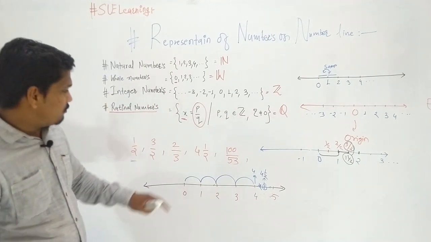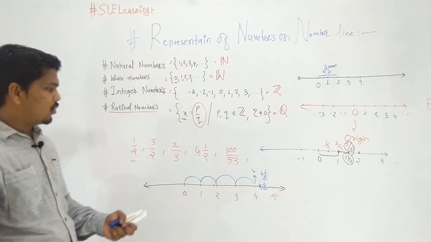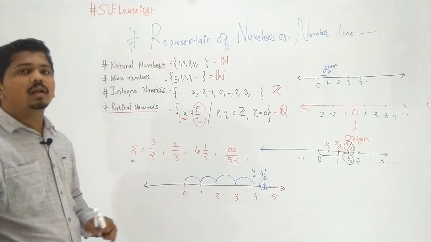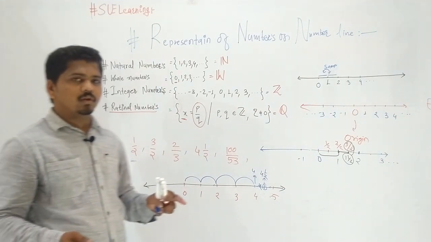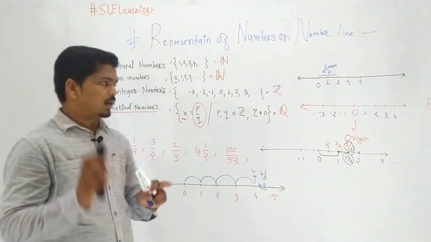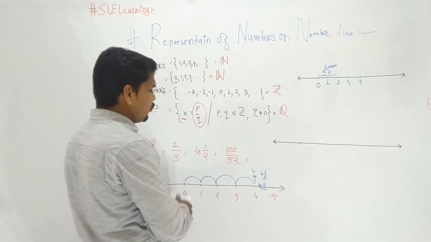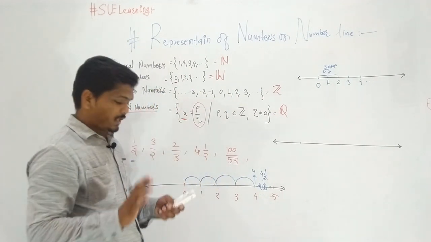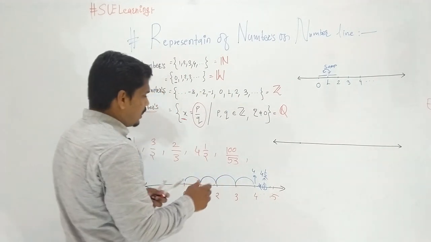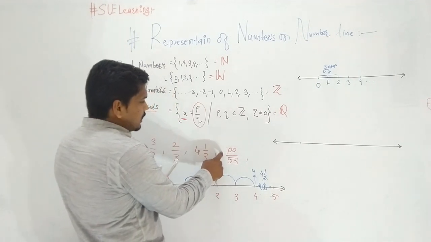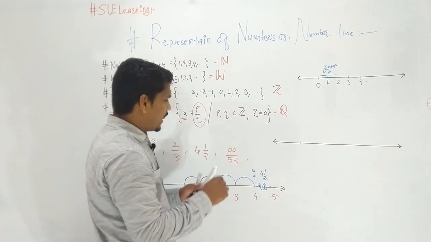Now the last number, 100 by 53. How can you denote this 100 by 53? For this we will require a number line. Again, for this we will require a new number line. Okay, now consider this as your new number line, right? We want to plot 100 by 53, right? Now observe carefully, this 100 by 53 is nothing but a number between 1 and 2.